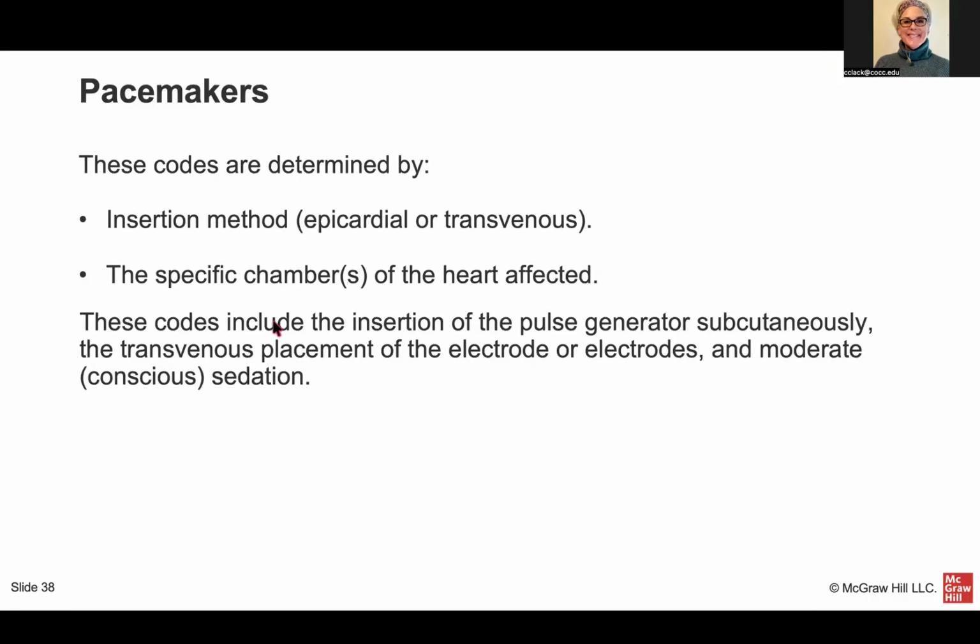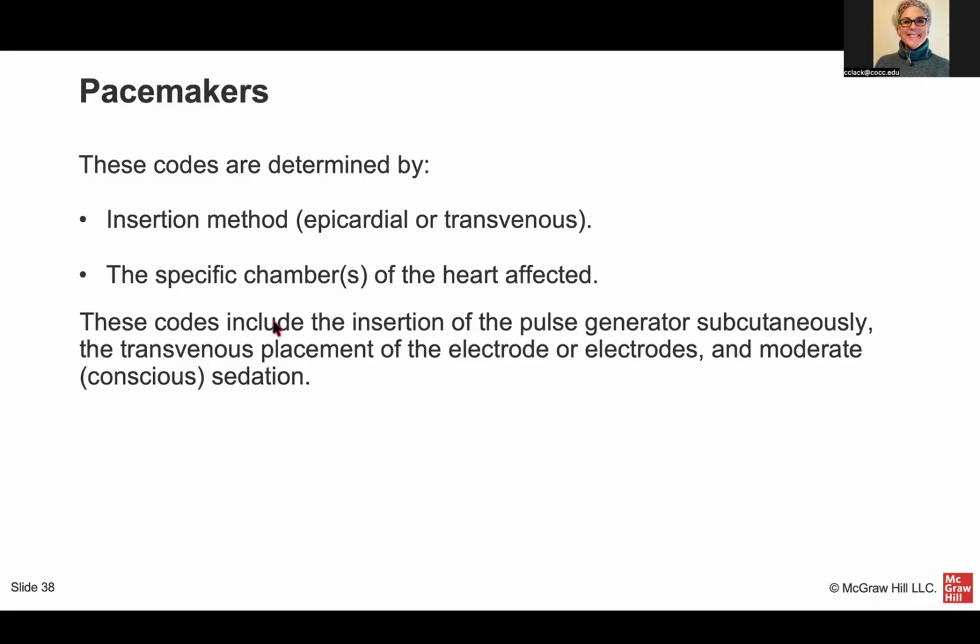Next, cardiovascular. Pacemaker coding is determined by two things: the insertion method and which chambers of the heart are involved. Insertion methods are epicardial, which is placed on the surface of the heart, usually during open surgery, versus transvenous, which is where the leads are threaded through a vein into the heart chamber. Now, this is more common. It's a lot less invasive. Single chamber pacemakers pace either through the right atrium or the right ventricle. Dual chamber pacemakers pace both. There's also a biventricular device.